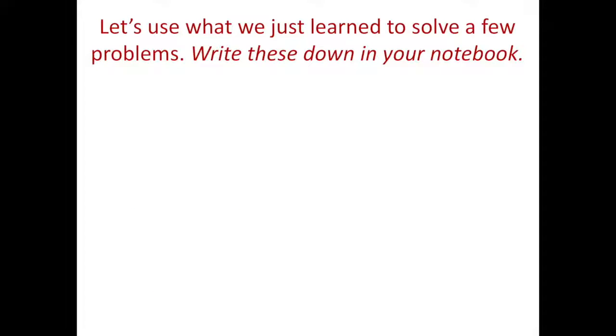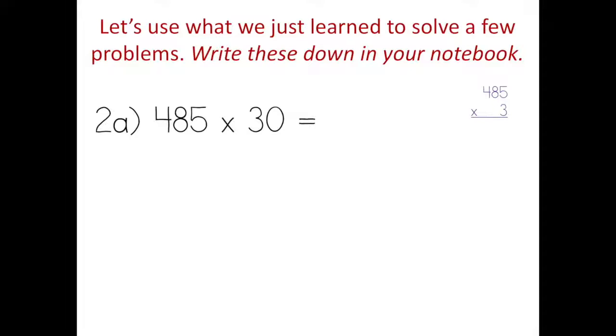Let's use what we just learned to solve a few problems. Write these down in your notebook. I'm going to do the first one with you, and then you'll try the others on your own and submit your answer. 485 times 30. I'm going to start by taking a look at my non-zero digits and multiplying. So I'm going to begin by multiplying 485 times 3.